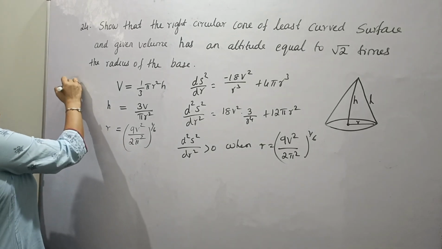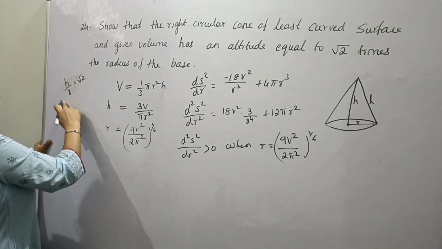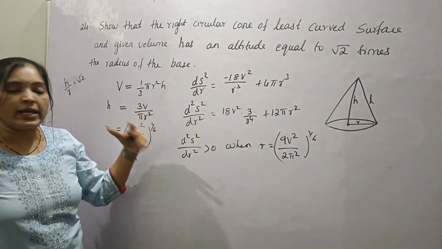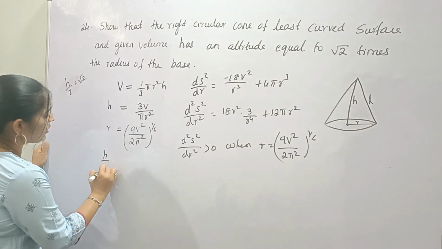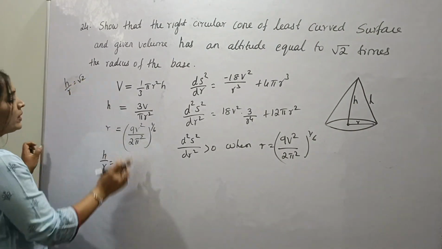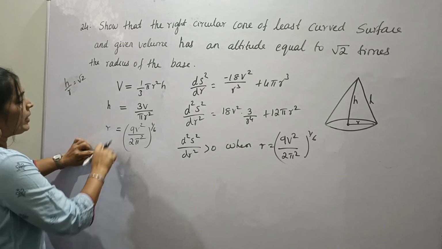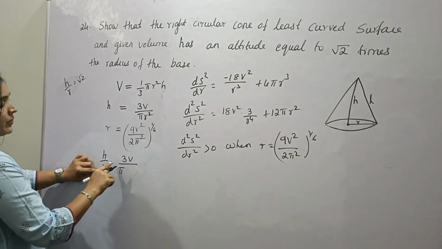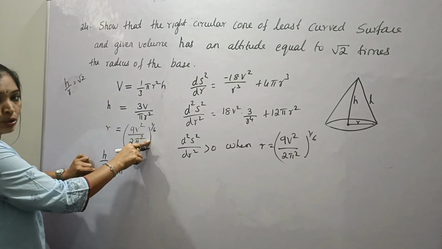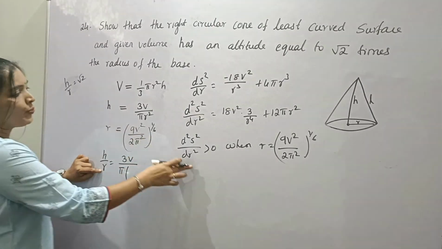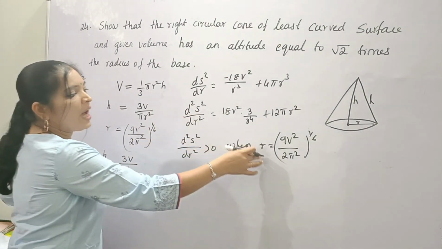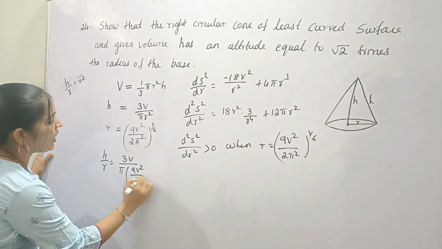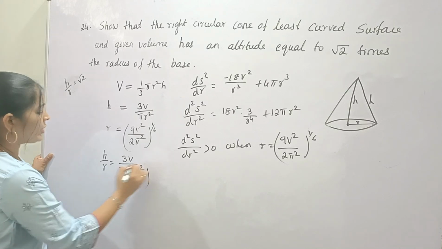So let's find what is h by r. We should get root 2, then h is equal to root 2 into r. We have to prove h is equal to root 2 into r, right? So let's find h by r, h divided by r. So we should get root 2. Now let's simplify. H divided by r, h is nothing but 3v divided by pi into r square. We have to substitute r is equal to this one, because we have proved the surface area is minimum when r is equal to 9v square divided by 2 pi square whole raised to 1 by 6.